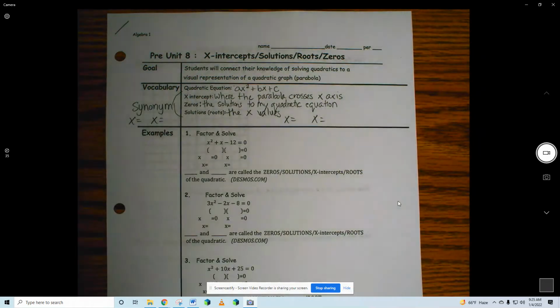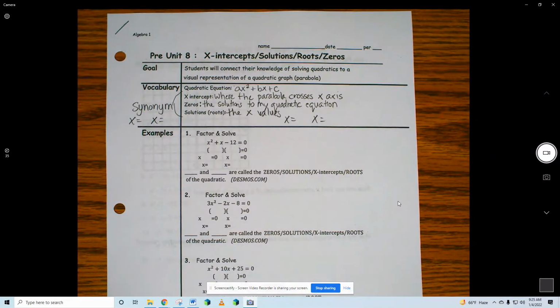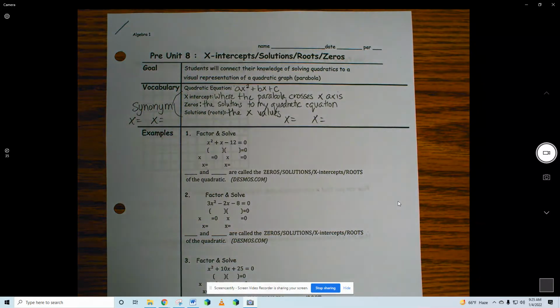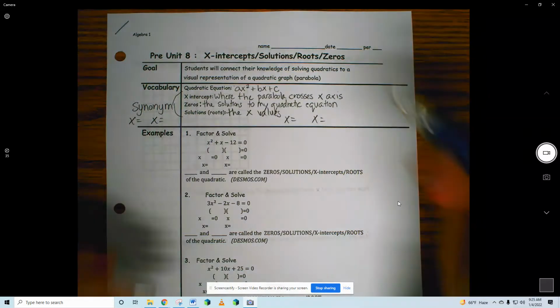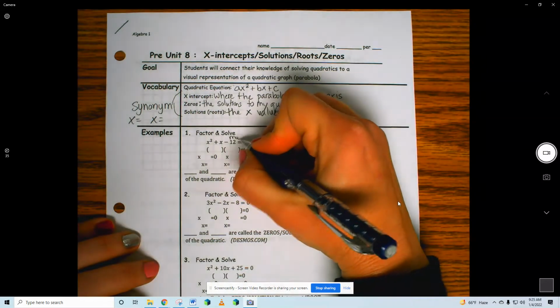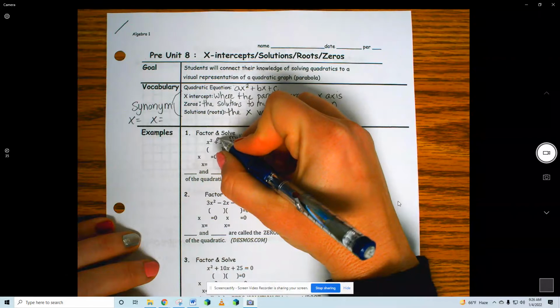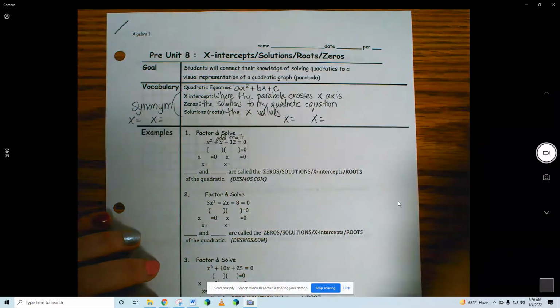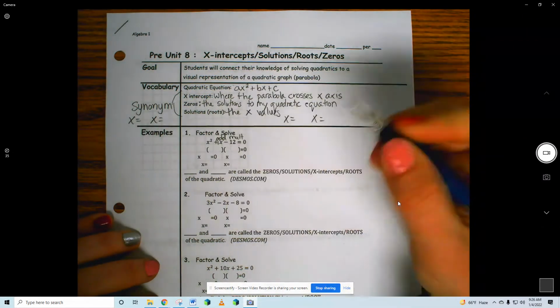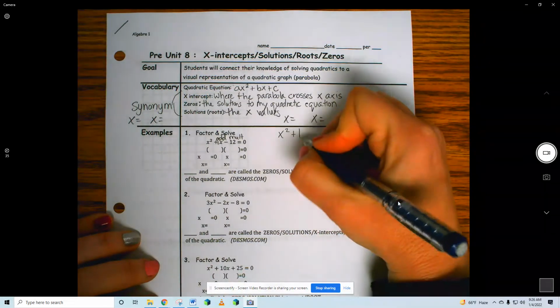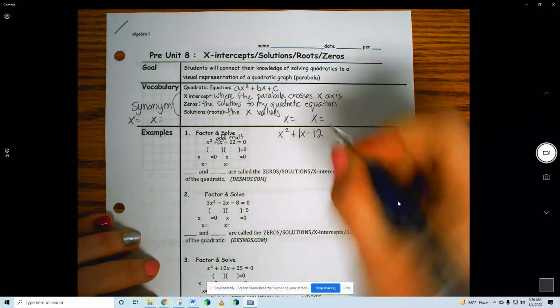So let's factor and solve and find these zeros. X squared plus x minus 12. What are two numbers that multiply to make 12 and add to 1? Because this is like a 1, right? X squared plus 1x minus 12. Okay.